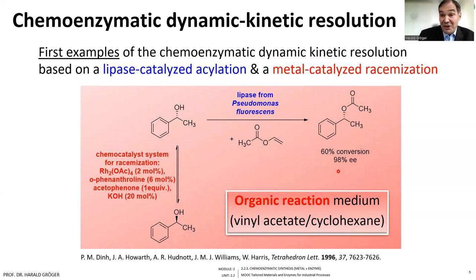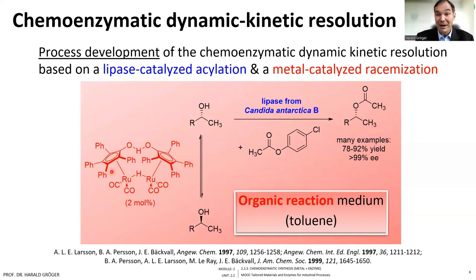As you see from the conversion, still there was room for improvement, because theoretically you get access to more than 100% of conversion. And a major progress then was the switch from this rhodium catalyst to a Shvo catalyst, and this was the dynamic kinetic resolution pioneered by the group of Bäckvall et al. In the Bäckvall group, they studied the application of the ruthenium catalyst, the Shvo catalyst, which very effectively can racemize the corresponding secondary alcohol. And by means of a lipase, then the alcohol is isolated under formation of the corresponding ester.